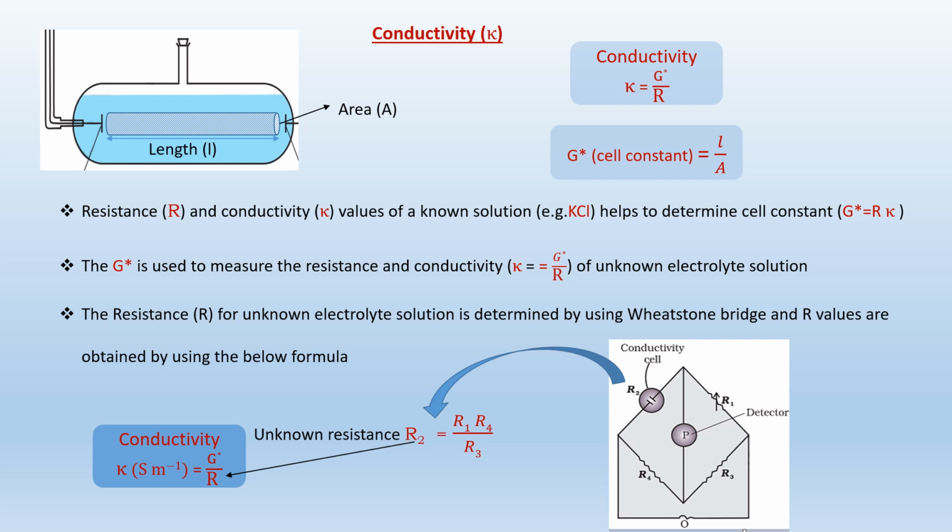The R value can be determined by using the Wheatstone bridge. If you connect the conductivity cell in the Wheatstone bridge, you can calculate the R2 value by using the formula R2 is equal to R1 into R4 divided by R3. You can calculate it, because these are the resistances we know and can easily measure. Substitute the resistance values, and you can calculate the resistance of the unknown electrolyte solution. So you calculated the R value and you know the G star value, which gives the conductivity of the unknown electrolyte.